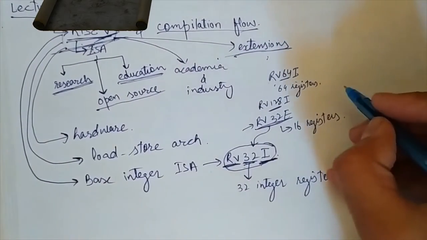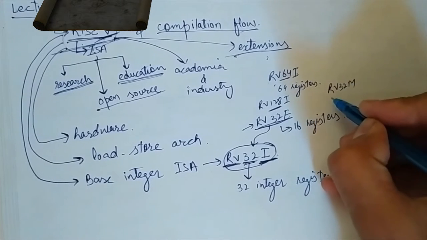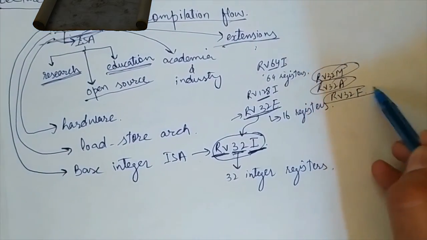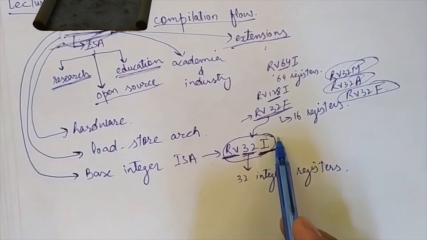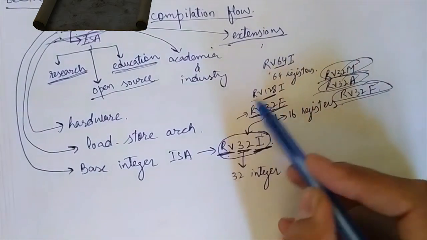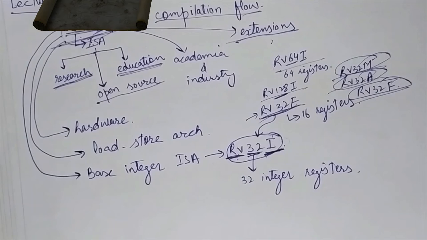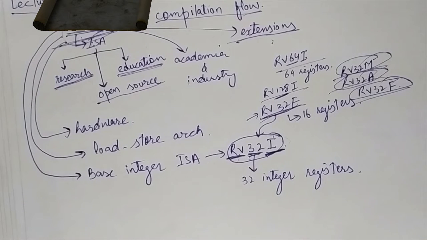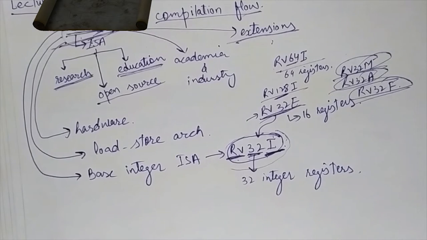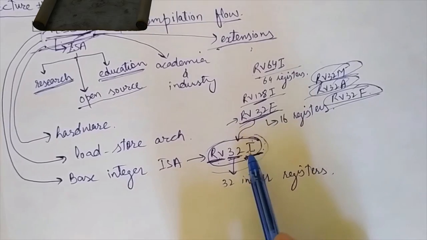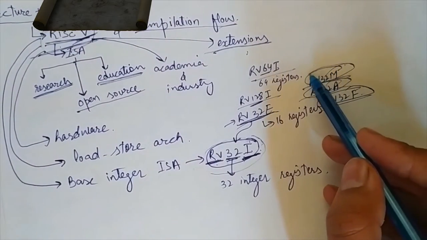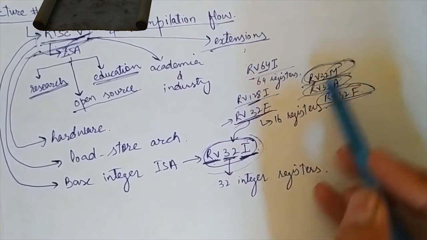There are some other extensions also. For example, RV32M is there, RV32A is there, RV32F is there. So there are multiple extensions of RISC-V. But we will only discuss RV32I, and by understanding this particular ISA, you can easily understand these extensions, because they have only some minor differences in the ISAs that you have to understand. Focusing only on this particular ISA will help us understand all these extensions which are available. And let me clarify here that this RV32I can simulate all other extensions of RISC-V. So it is possible that we can implement RV32M with RV32I.